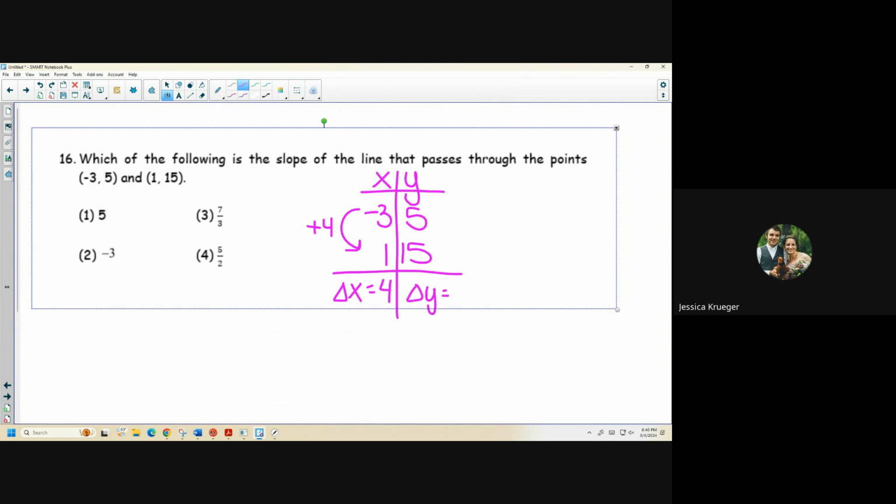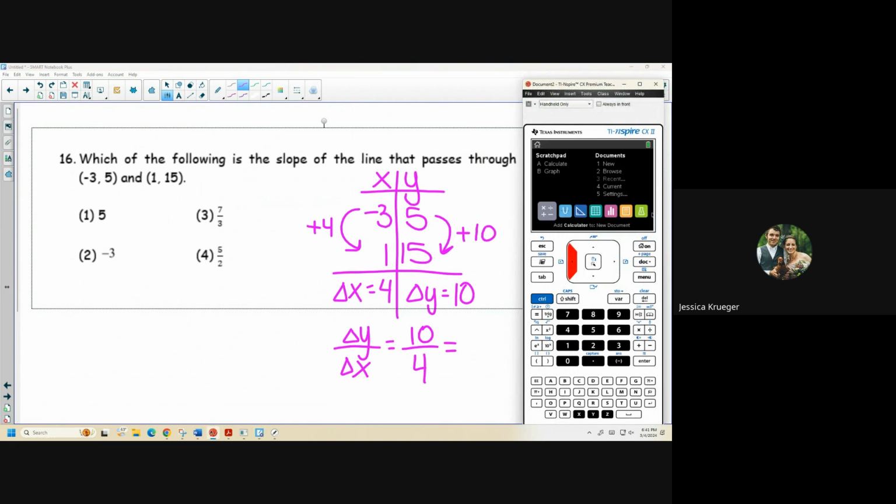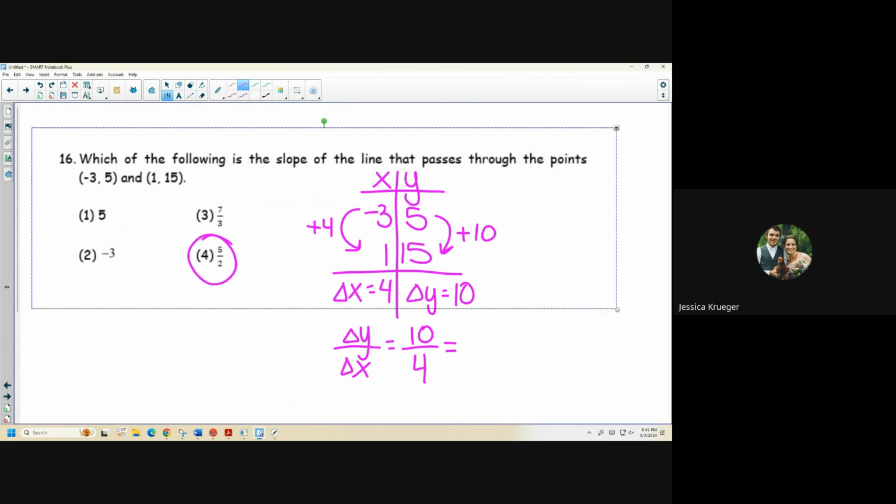Change in y from 5 to 15 is an increase of 10. Change in y over change in x is 10 over 4. And I can reduce that. If you want to do it in your calculator, you can. So again, I can come back, pull a calculator page. 10 over 4, enter. I get 5 over 2. That is answer choice 4.